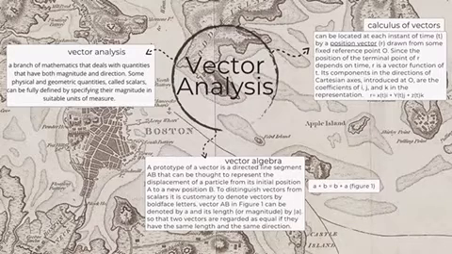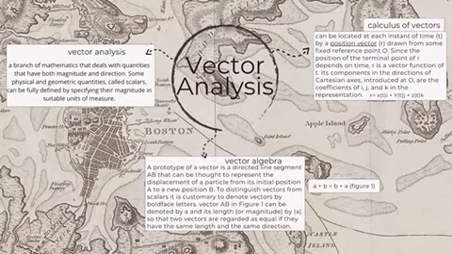Next point is vector algebra. A prototype of a vector is a directed line segment AB that can be thought to represent the displacement of a particle from its initial position A to a new position B. To distinguish vectors from scalars, it is customary to denote vectors by boldface letters. Thus, the vector AB in figure 1 can be denoted by A and its length or magnitude by A.